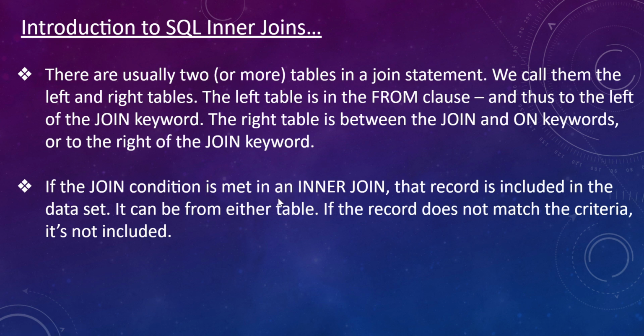If the join condition is met in an inner join, that record is included in the data set. It can be from either table. If the record does not match the criteria, it's not included. This is very important, and we will also see a Venn diagram, and then you will appreciate more how inner join works and how it only provides the records which are present in both the tables. If there is any record which doesn't match the criteria or which is not present in one of the tables, then that is not included in the final output.